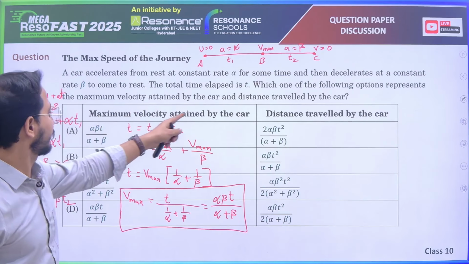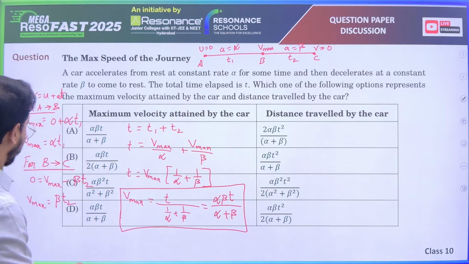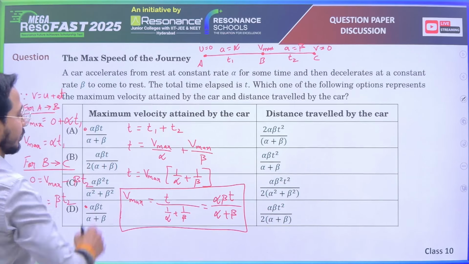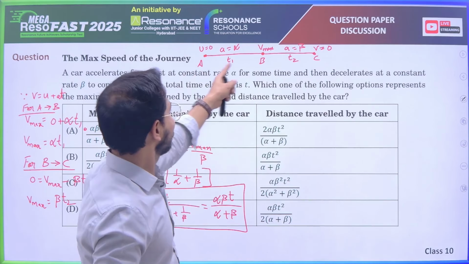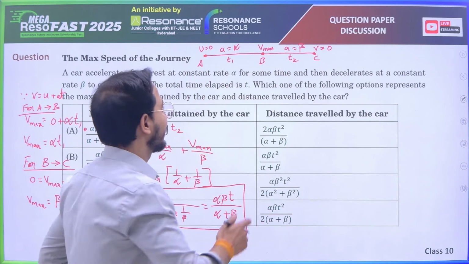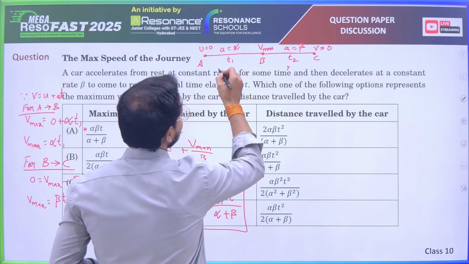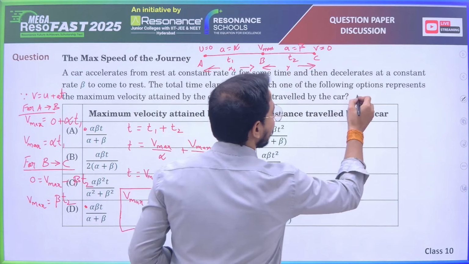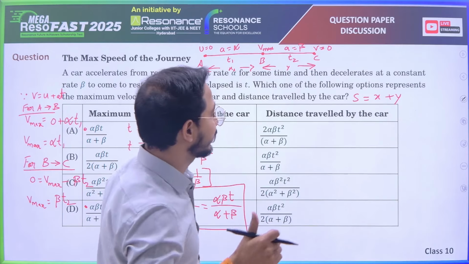First part, the maximum velocity attained by the car, is alpha into beta into time upon alpha plus beta. Okay, got it. Now the next part is asking for the distance traveled by the car. Total distance traveled by the car. If I assume the first part is x and the second part is y, then the total distance should be equal to x plus y.